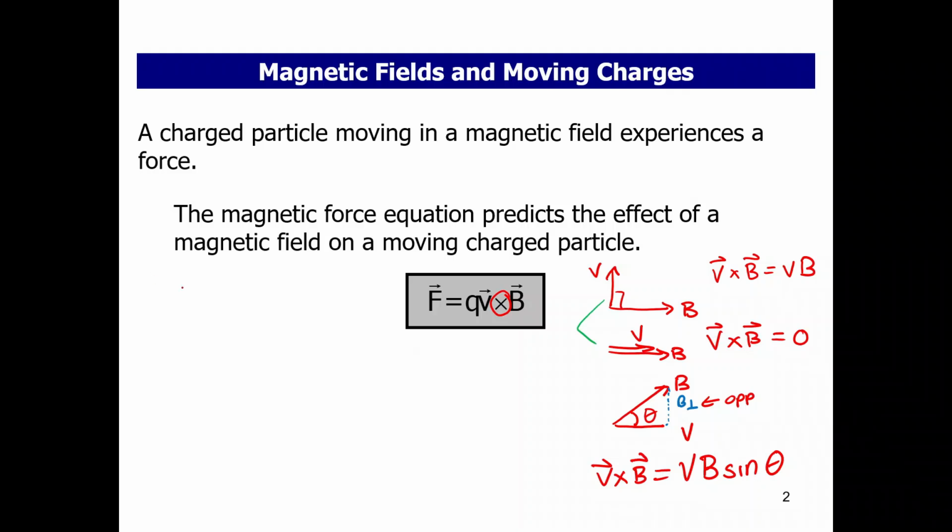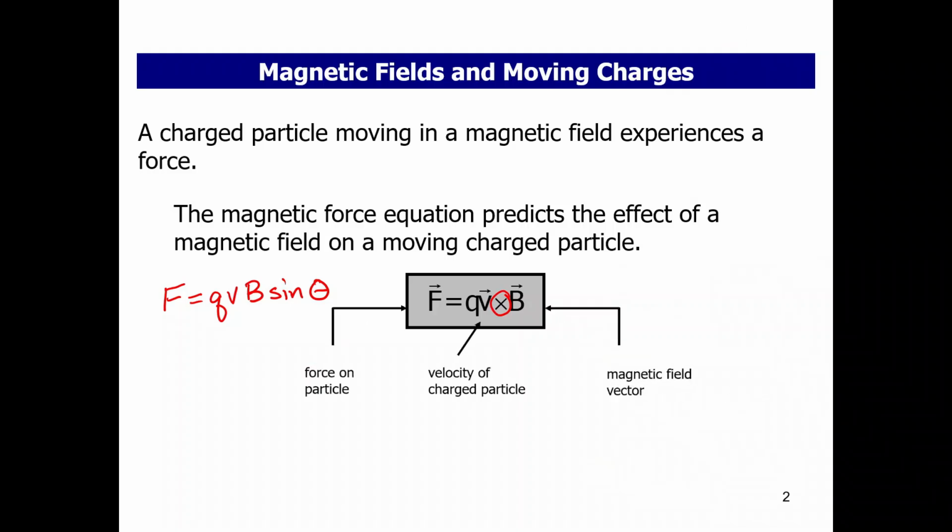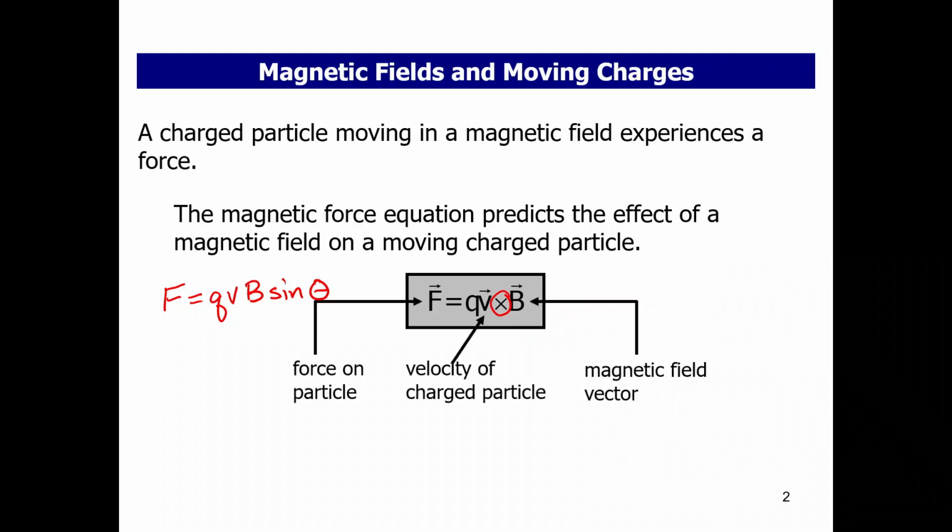So you can rewrite this for our purposes as QVB sine theta. But this idea of them being 90 degrees and the fact it's a cross product is going to affect the direction, which we'll talk about in a little bit. F is the force on the particle, V is the velocity of the particle, and the magnetic field vector is B. And of course, Q is the charge. Not sure why that's not labeled right there. So Q is our charge.